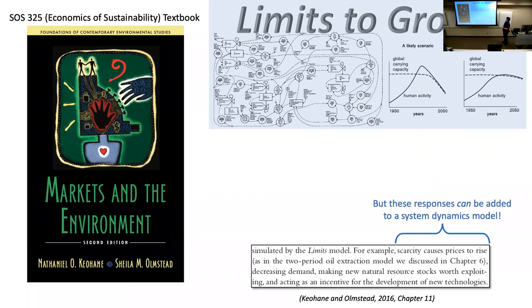But what Forrester could have done, and what the economists have now started to do, is take models like this and explicitly model the economics in them. And we'll actually do that in Chapter 8.